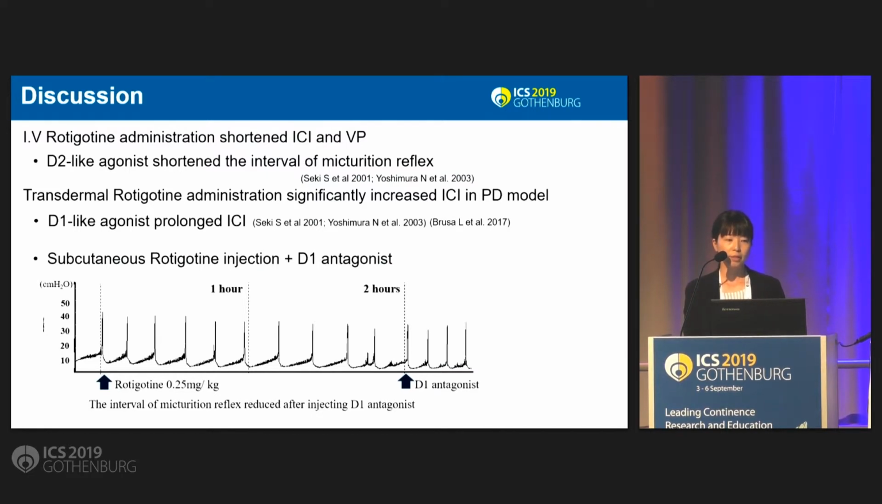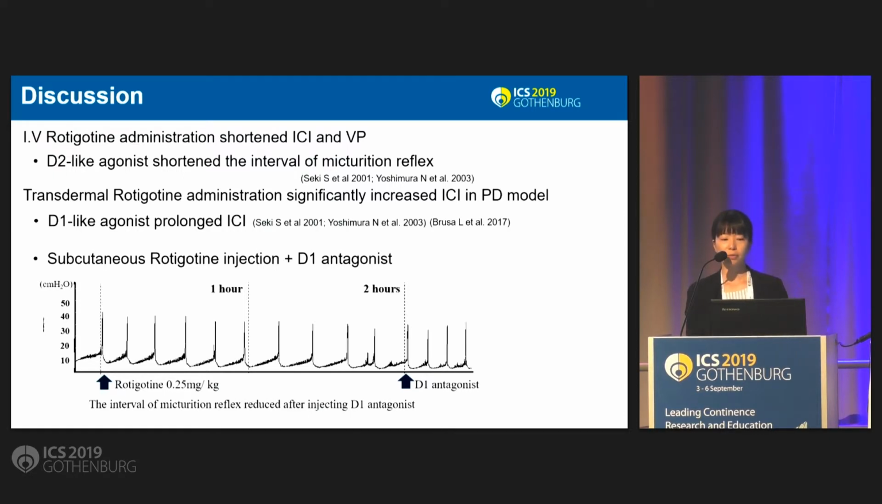So, in discussion, IV rotigotine administration shortened ICI and VP, which is supported by studies showing D2-like agonists shorten the interval of the micturition reflex. Also, transdermal rotigotine administration significantly increased ICI in the PD model in our experiment, which is also supported by studies showing that D1-like agonists prolong ICI.